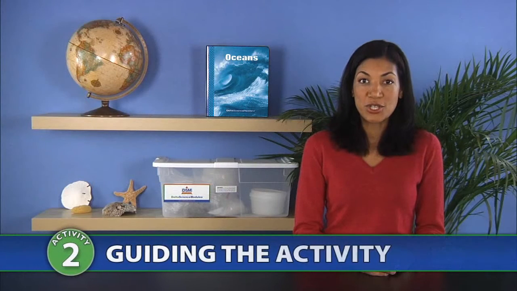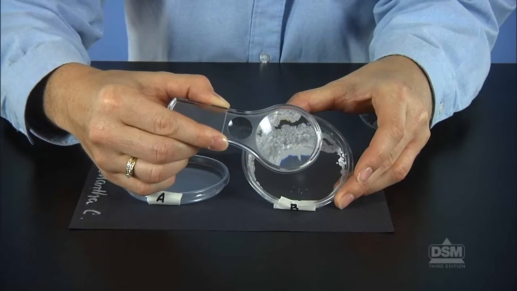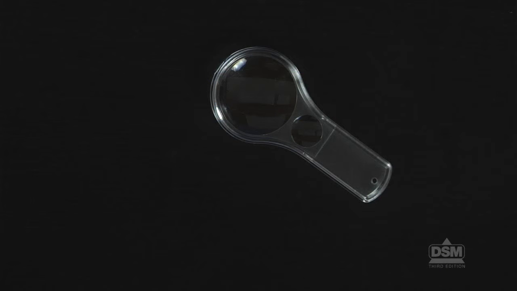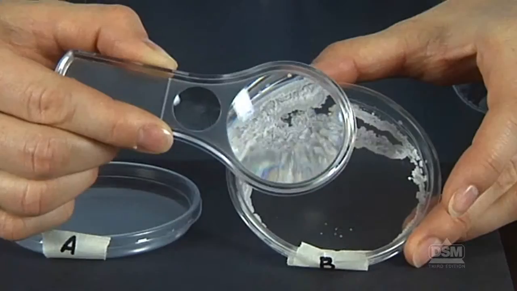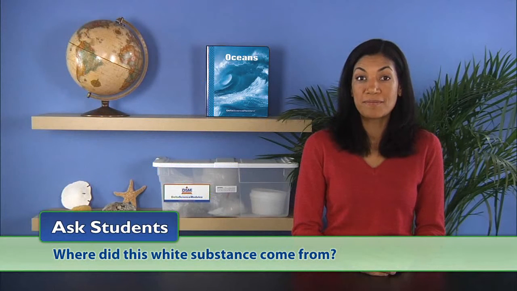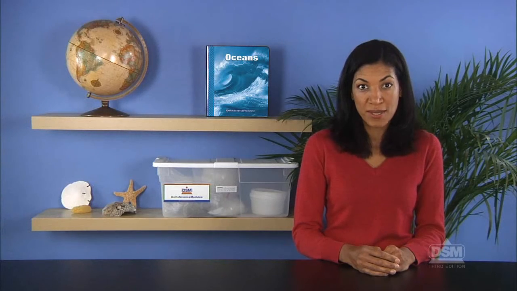To begin Session 2, have students retrieve their dishes. Ask students to observe what happened to the water in each dish and record their observations in question 5. Distribute a magnifier and a toothpick to each student. Ask students to examine the contents of both dishes and answer question 6 on their activity sheet. Ask students, where did this white substance come from? Students will probably guess that the white substance was left behind when the water in dish B evaporated, meaning that it was dissolved in water sample B.